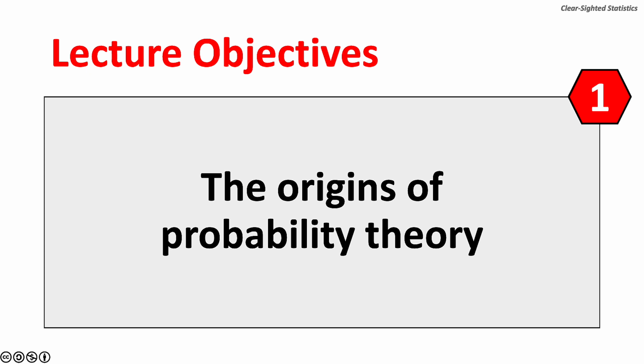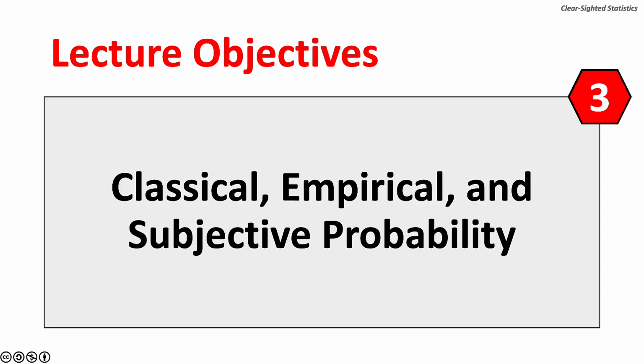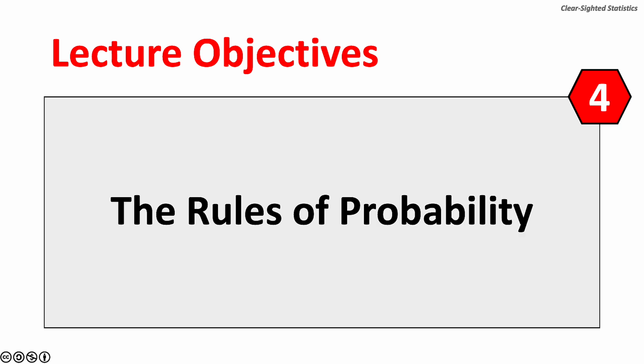This lecture has 9 objectives. 1. Review the origins of probability theory. 2. Cover Kolmogorov's 3 probability axioms. 3. Explain the 3 approaches to probability: classical, empirical, and subjective. 4. Explain the rules of probability. These rules include the special rule of addition, the general rule of addition, the special rule of multiplication, the general rule of multiplication, and the complement or subtraction rule.